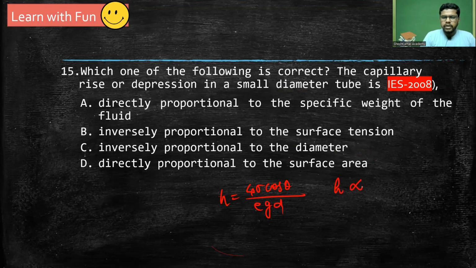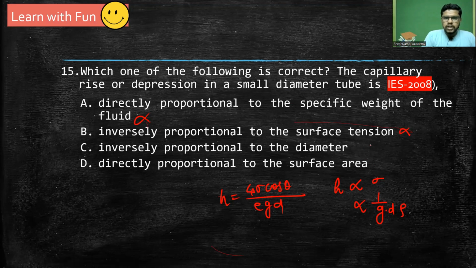The value of the rise in capillary, h, is directly proportional to sigma, and inversely proportional to d as well as density. So just find out the correct options. Option A is directly proportional to the specific weight of the fluid. There is no specific weight parameter for capillary rise. Inversely proportional to the surface tension is actually wrong. It is directly proportional.